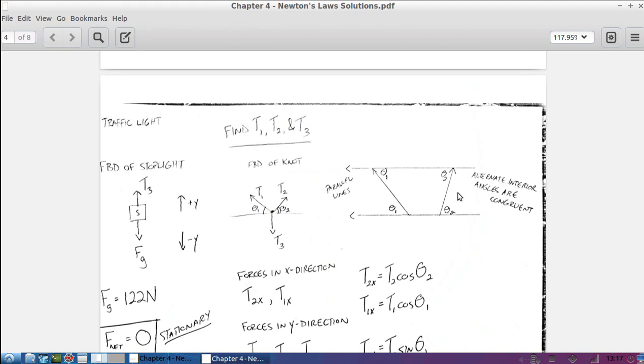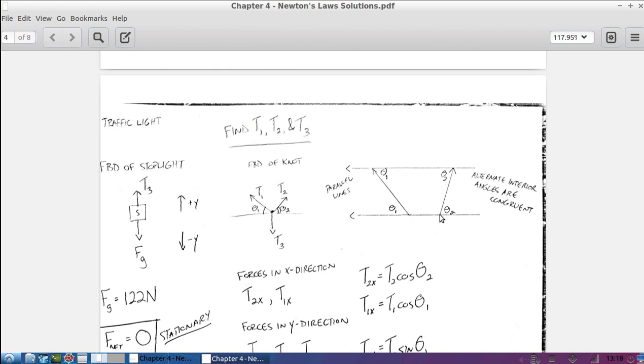Alternate interior angles are congruent. If these two lines are parallel, this pair of angles here are what we call alternate interior angles, and they are congruent. So if this is theta 1, this angle right here is also theta 1. T1 is pulling in that direction, so there's theta 1.